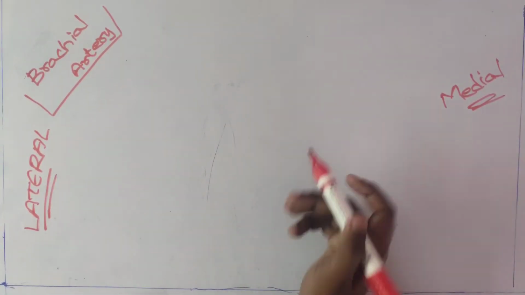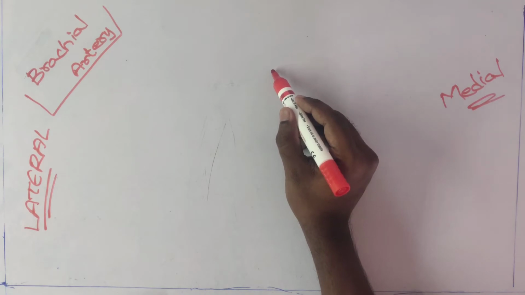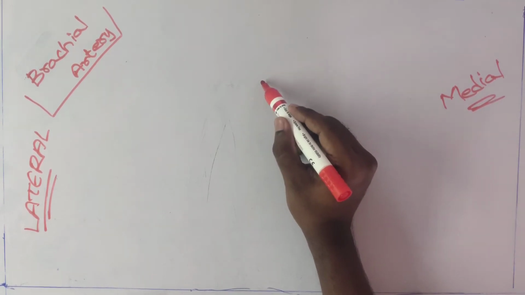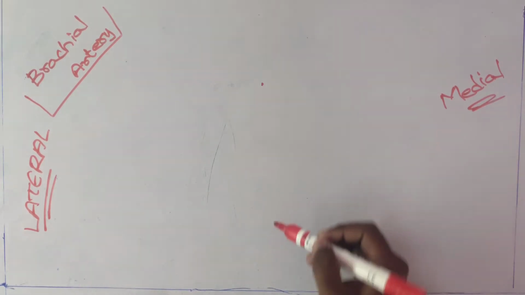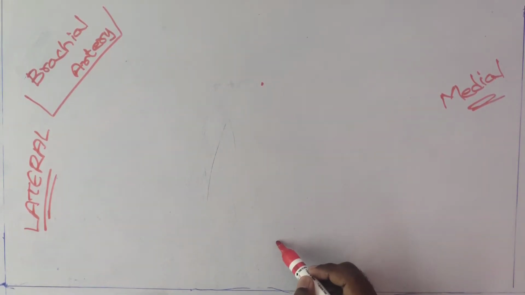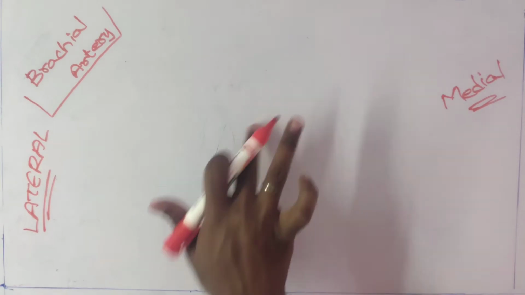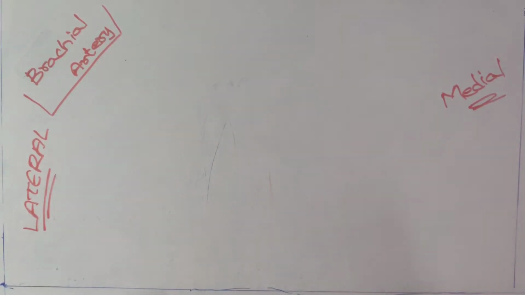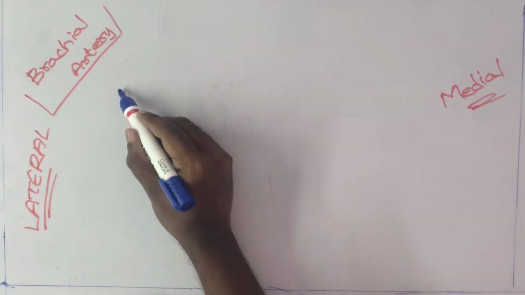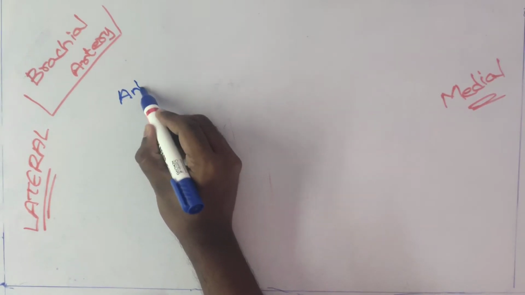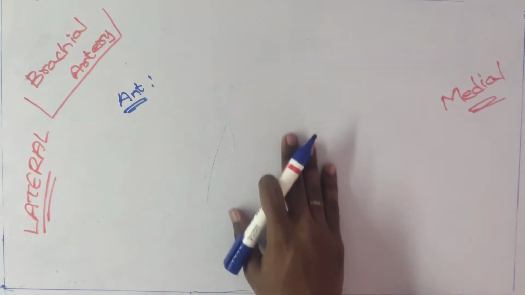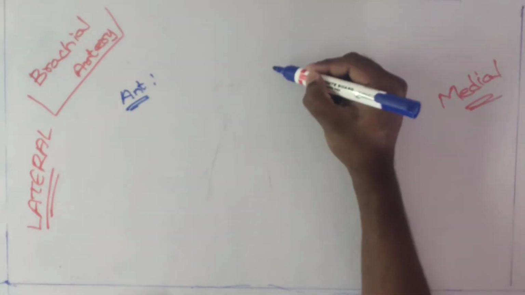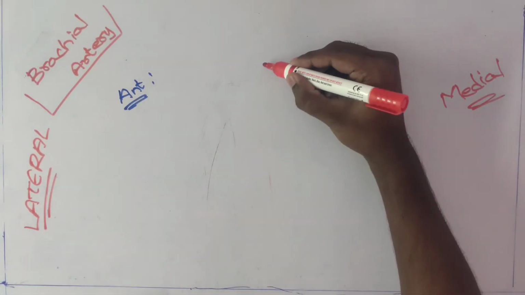Now coming to the relations. It is completely superficial throughout its extent. It is continuous from the axillary artery, right? So from the axillary artery to the neck of the radius, the brachial artery is completely superficial. Next, we come to the anterior surface. Here is the anterior surface, in the middle of the arm. This is the brachial artery.